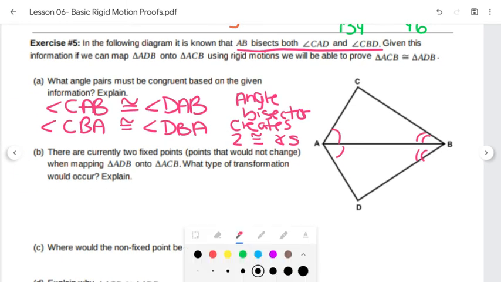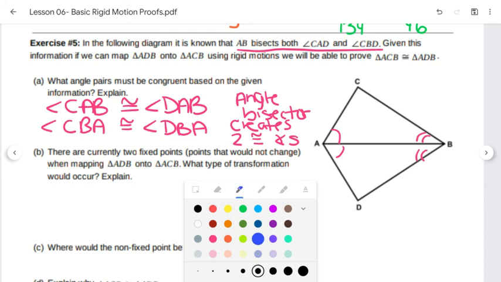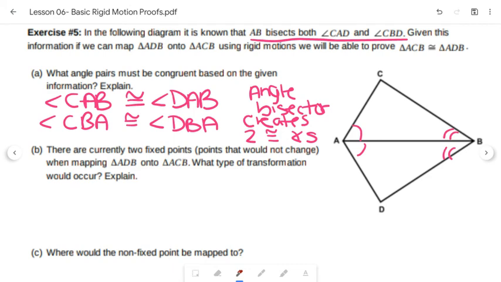Now, there's two fixed points currently, and I can identify them pretty quickly. If I'm mapping ADB onto ACB, notice when I stack those, there's two letters that are in the exact same spot already. Those are my fixed points. Because I have these two fixed points, I know that this transformation would have to be a reflection.